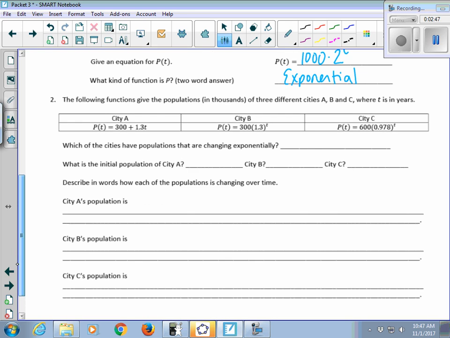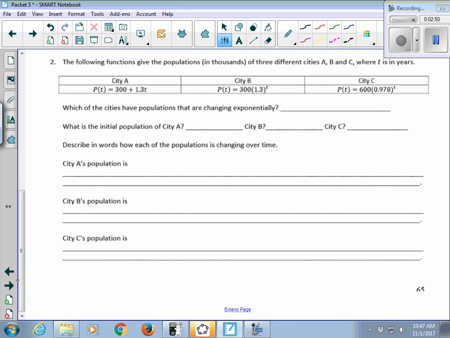So let's see if we can recognize linear and exponential growth in these models for city populations. So which of these cities have populations that are changing exponentially? That would be B and C, because they're being multiplied by a certain number every year. What is the initial population of city A? So initial population, that's the population at time 0. So you plug 0 in for T and you get 300.